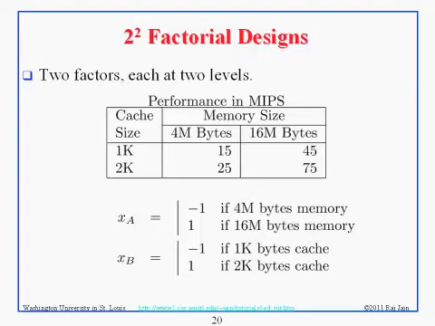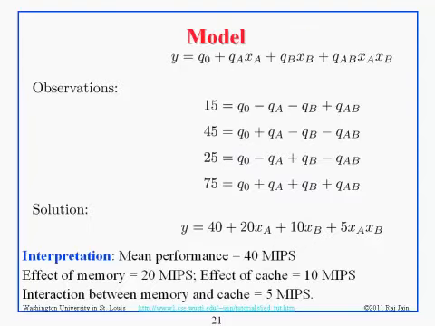let's just do some simple examples. So we have the performance of a system in MIPS, which is million instructions per second, 2 memory sizes, 2 cache sizes, and these are the numbers that come out as the performance. So how do we model this? Well, we define 2 variables: XA, which is the memory, we call it -1 if it is 4 megabyte and +1 if it is 16 megabyte, and XB, the second variable, is cache size. It is -1 if it is 1K and +1 if it is 2K. So we define the variables XA and XB, and Y is the value of the performance.